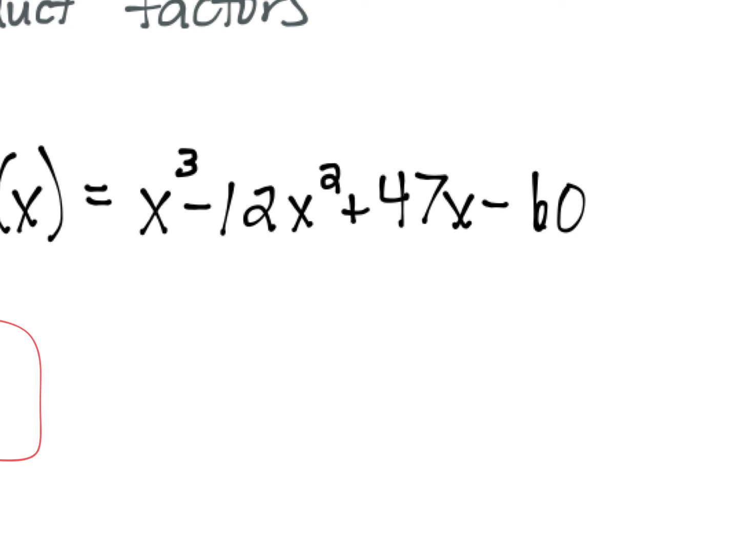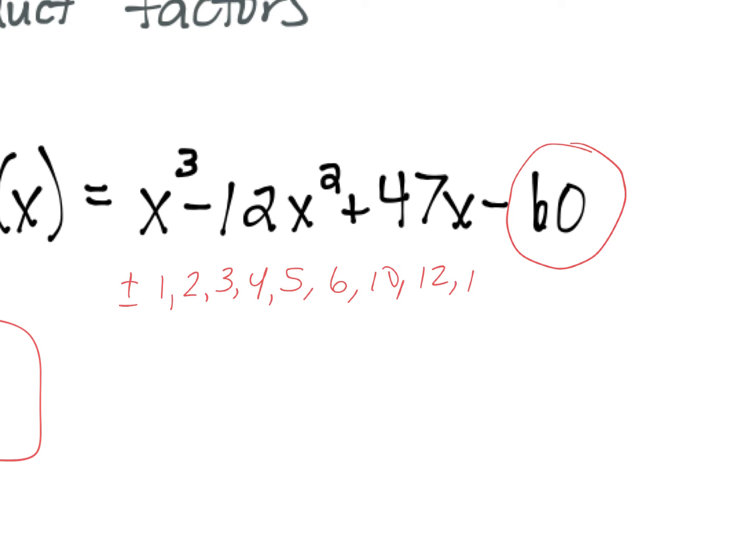Now what does that mean? Do I write out the factors of 47? No, I write out the factors of 60. So I have plus minus. Remember, you have to account for positive and negative. 1, 2, 3, 4, 5, 6, 10, 12, 15, 20, 30, and 60.